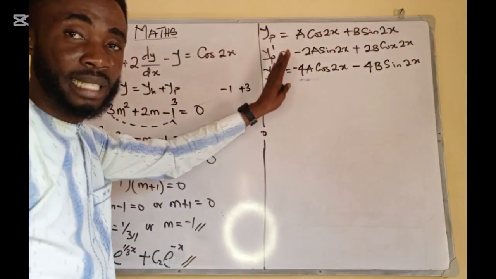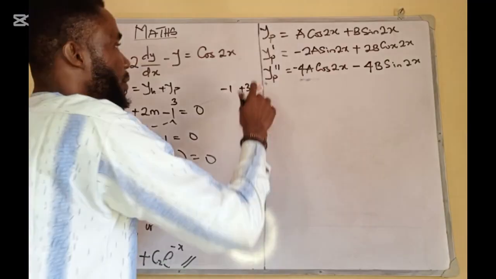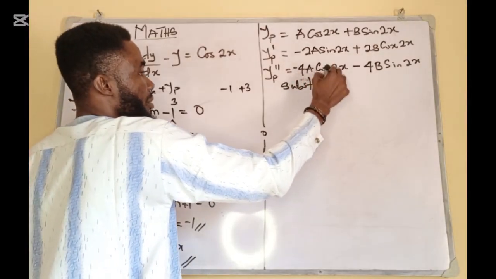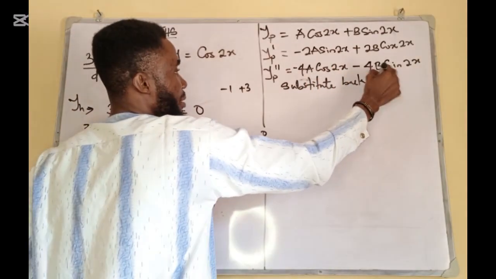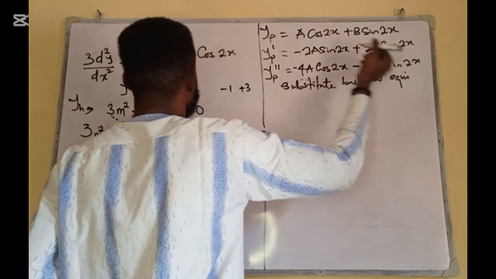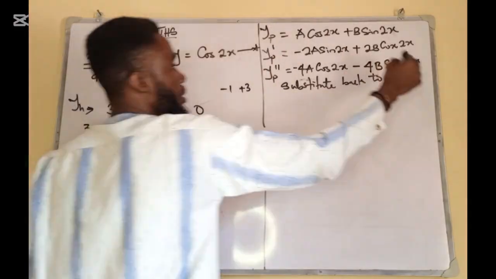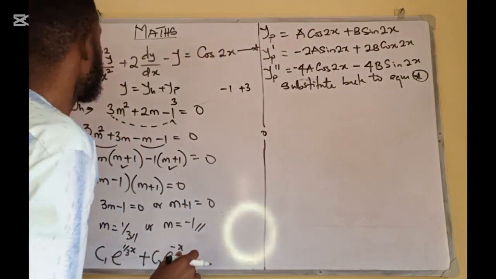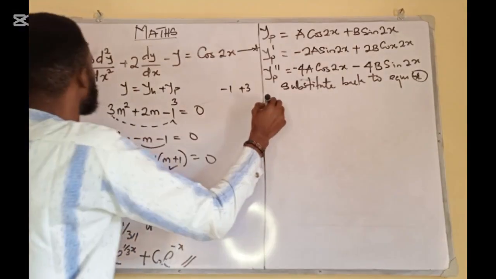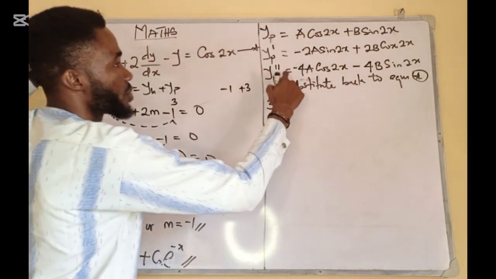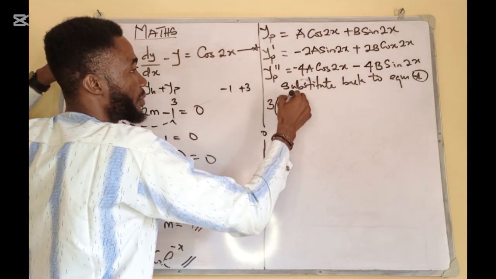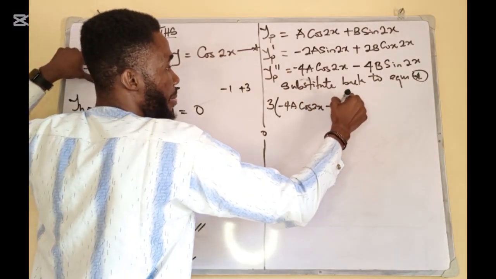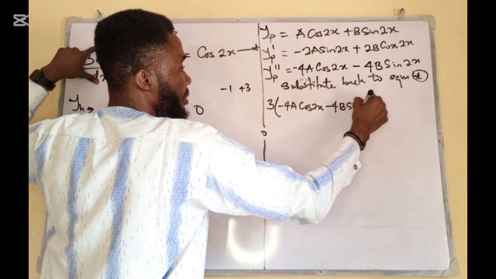Having gotten this, what do I need to do next? I have to substitute back into the original equation. You can call this equation asterisk. Is that clear? Now let's go. Here we have 3, so I put my 3 here. In place of the second derivative, I'm using this one: minus 4a cos 2x minus 4b sine 2x.